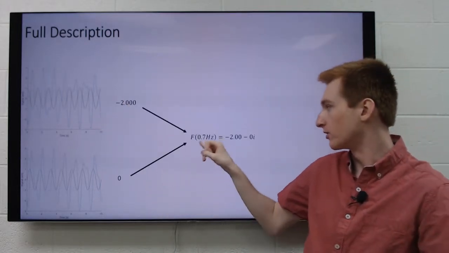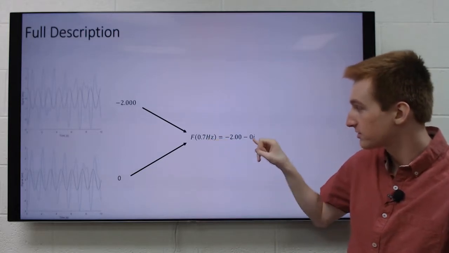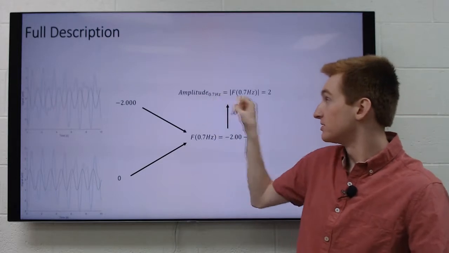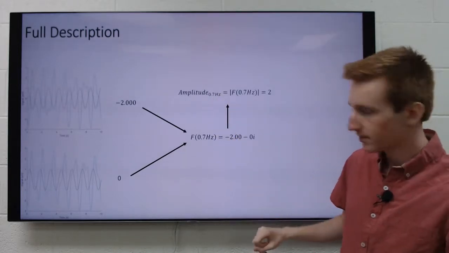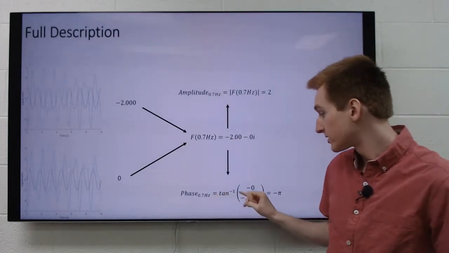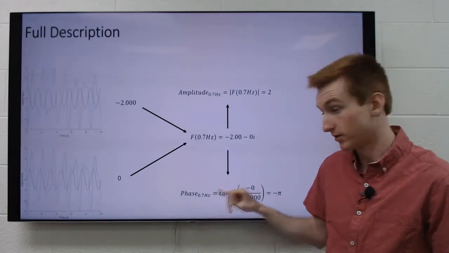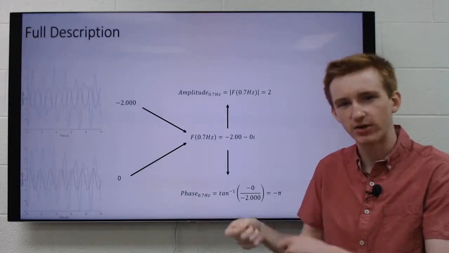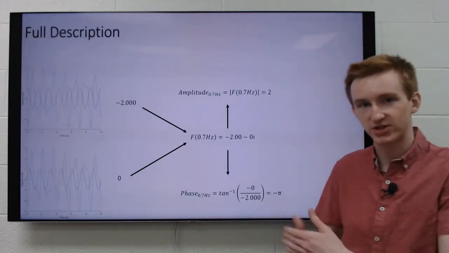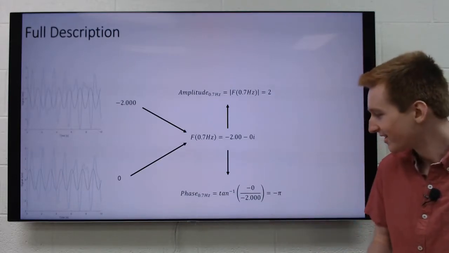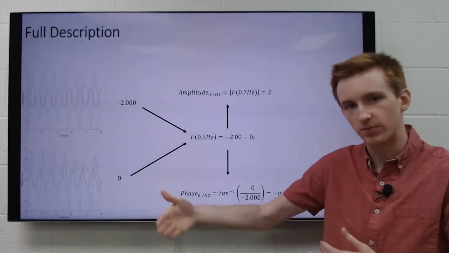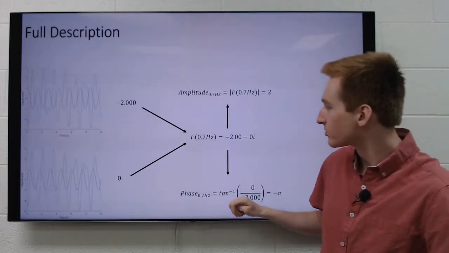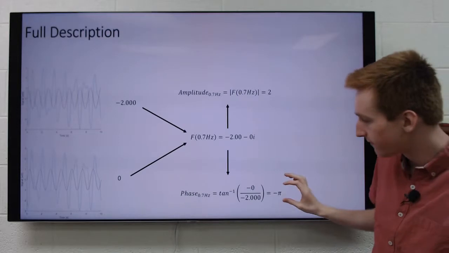So therefore, we can conclude that f of 0.7 hertz is -2 minus 0i, so just -2. And the amplitude is the absolute value, which gives us 2. And the phase is inverse tangent of 0 over -2, or minus 0 over -2. One thing to mention is that the inverse tangent gives you multiple angles, and I just chose the one that matches because I already knew the answer. It gives you 0, 2 pi, they're the same, so it'll give you multiple answers. But negative pi is the one we're looking for, so therefore the amplitude is 2 and the phase is minus pi.